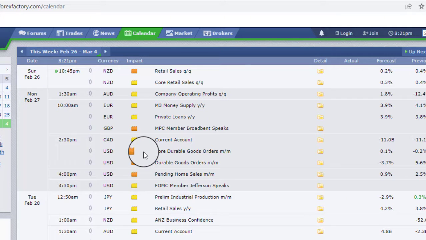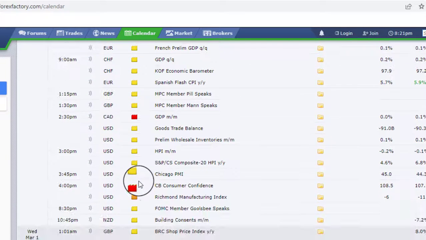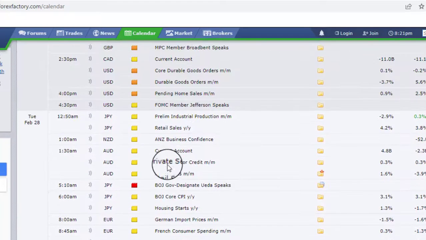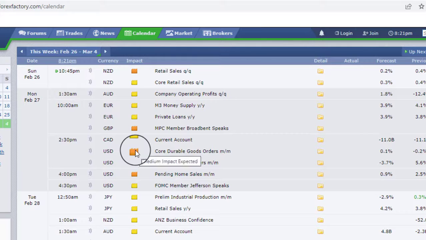Well, I would like to see the dollar form that low of the week either around 2:30 on Monday or around 4 p.m. on Tuesday. This is where I'm looking to see the dollar form the low of the week so that it starts to go up, and the pound dollar to form the high of the week so that it starts to go down.